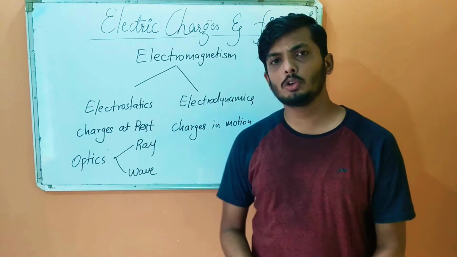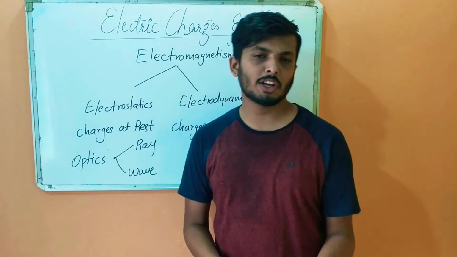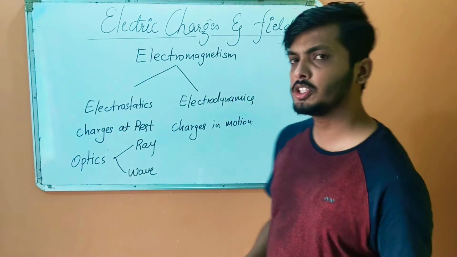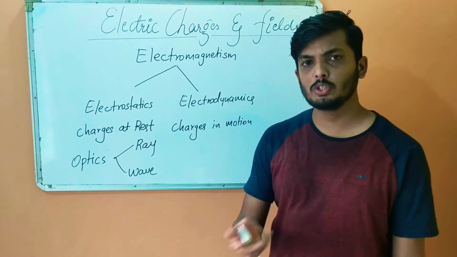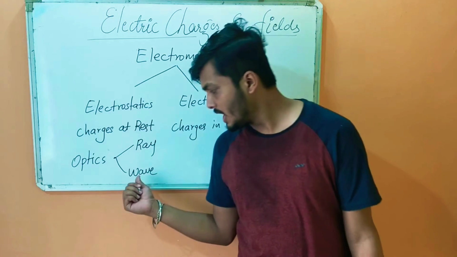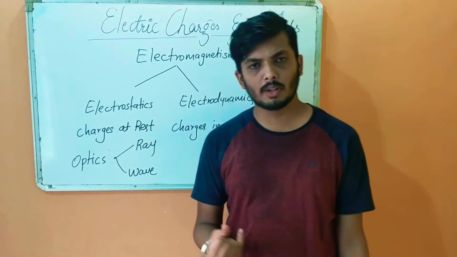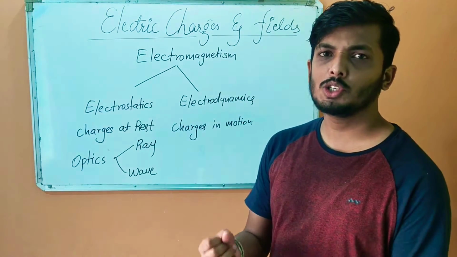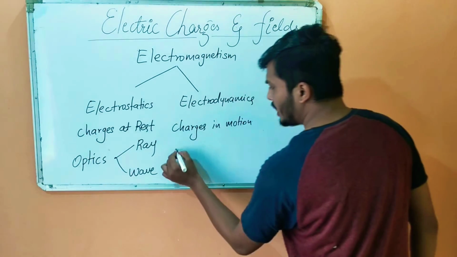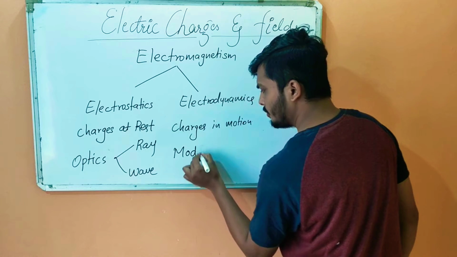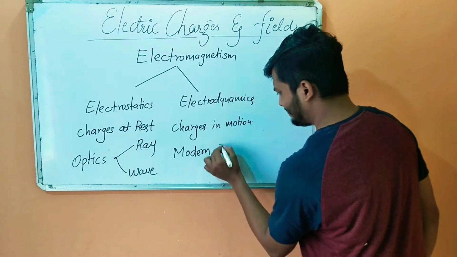In the ray nature you are going to study phenomena like reflection, refraction, Snell's law, total internal reflection, optical fibers, and so on. Angle of minimum deviation, how does the dispersion take place. And in wave you are going to study phenomena like interference, what is polarization, what is diffraction, and so on. The last part of your syllabus is modern physics, which is a part of quantum mechanics.